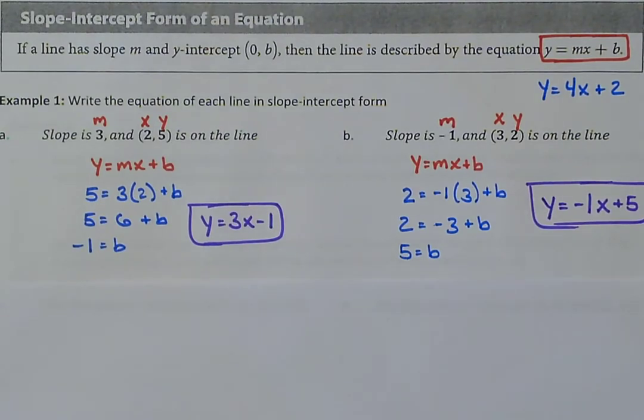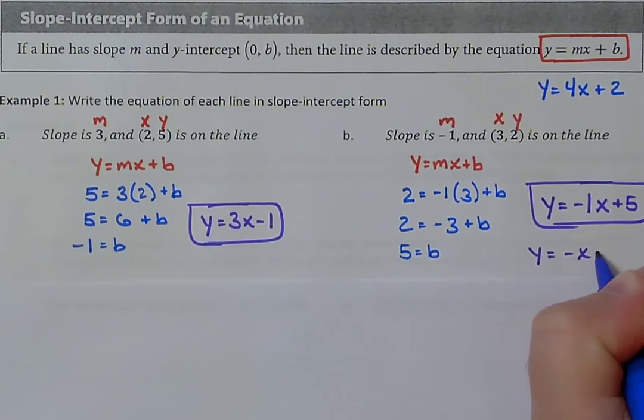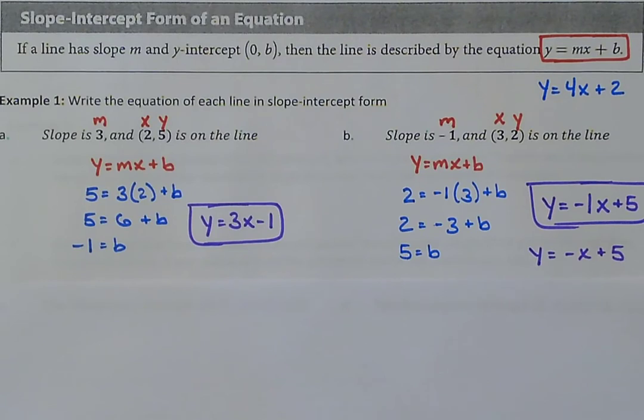Now, if you recall back to middle school, anytime that you have a 1 in front of x, you can always drop it off. So we could have this as y equals -x plus 5, and that would be the same thing. If it helps to keep it straight, you can keep it as a -1x. It means the same thing as y equals -x plus 5. Alright, so that is how you do example 1, part A and B.